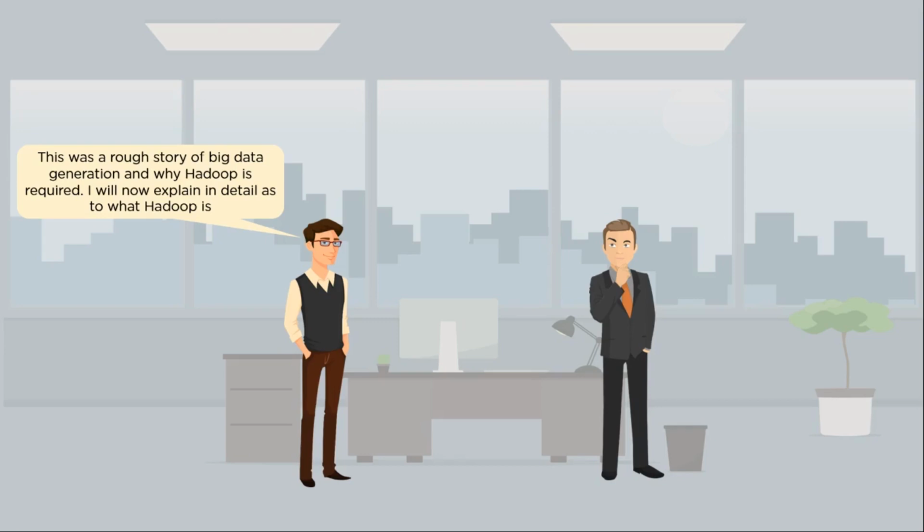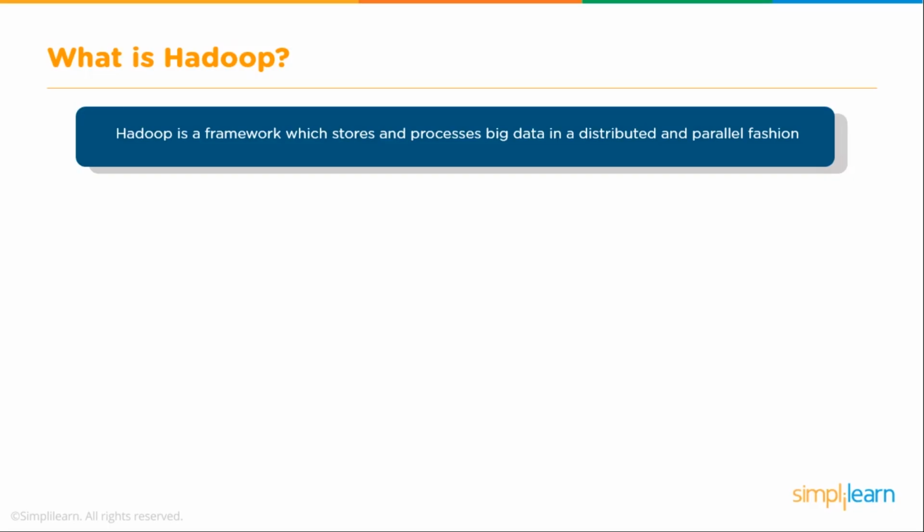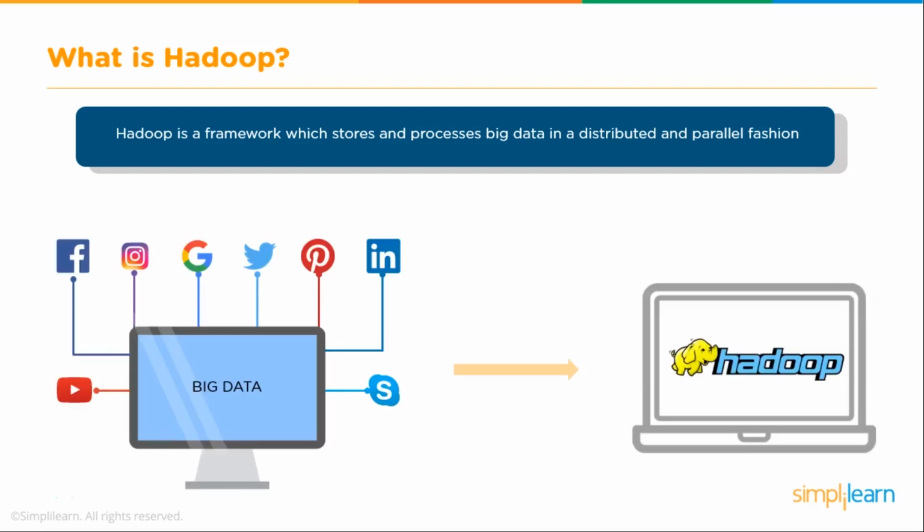Let me explain what Hadoop is. If we talk about what Hadoop is, it's basically a framework. It's not a programming language. It's not an architecture. It's not just hardware. It's not just software. It is a framework which allows you to store and process big data in a distributed and parallel fashion.